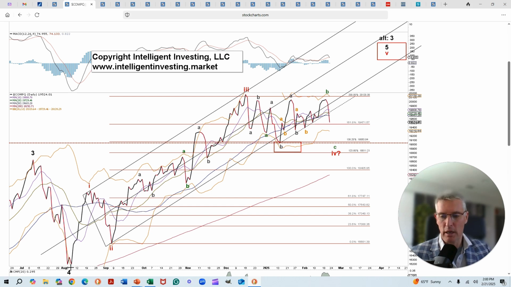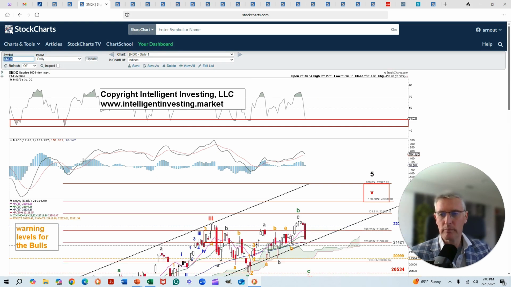We still cannot count from the August low 5 waves up. 1, 2, 3, 4, 5. Okay, it would be quite odd to have this completed as a full impulse. So that's our alternative for now. How would that look on the NASDAQ 100?